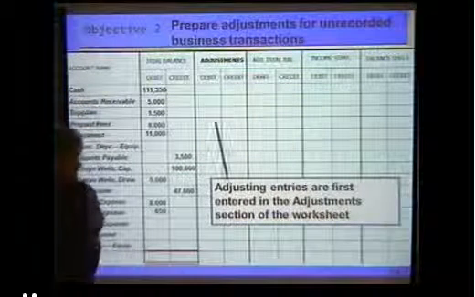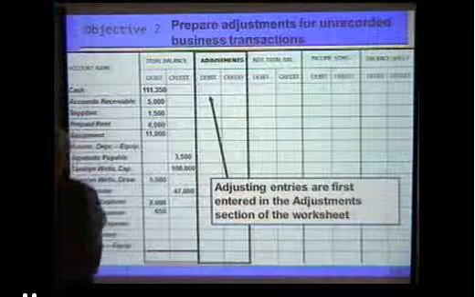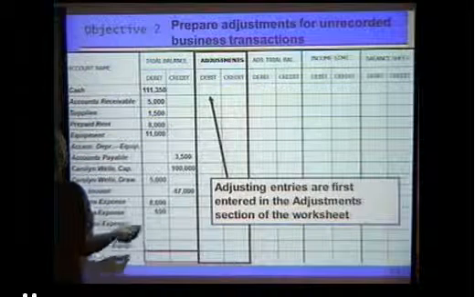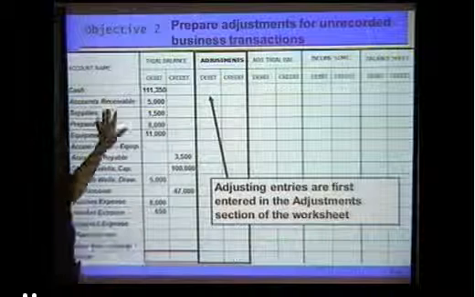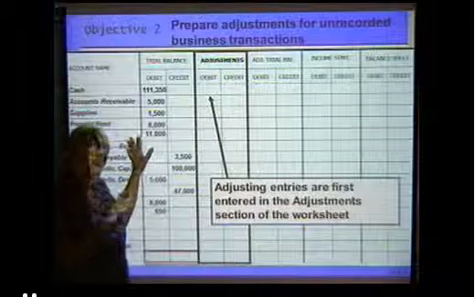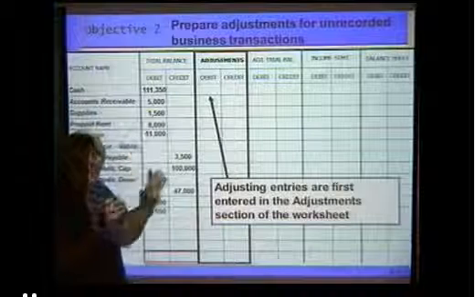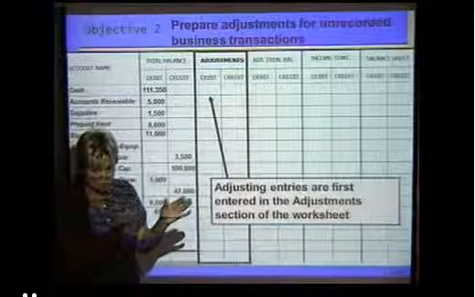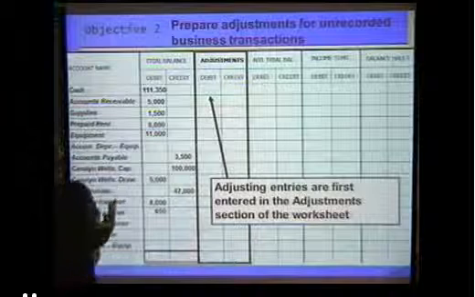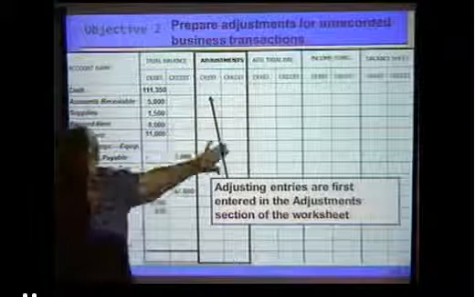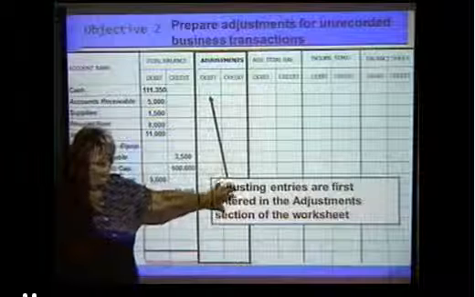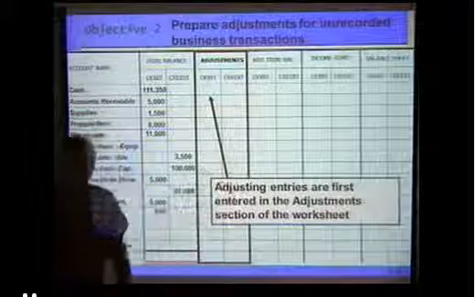Adjusting entries. In adjusting entries, this is the first place that these entries are written down. Now, on all our other entries, they are written down where first? In the journal, right? First place we write our transactions is in the journal. With adjustments, the first place we write them is here, the adjustment column on our worksheet.